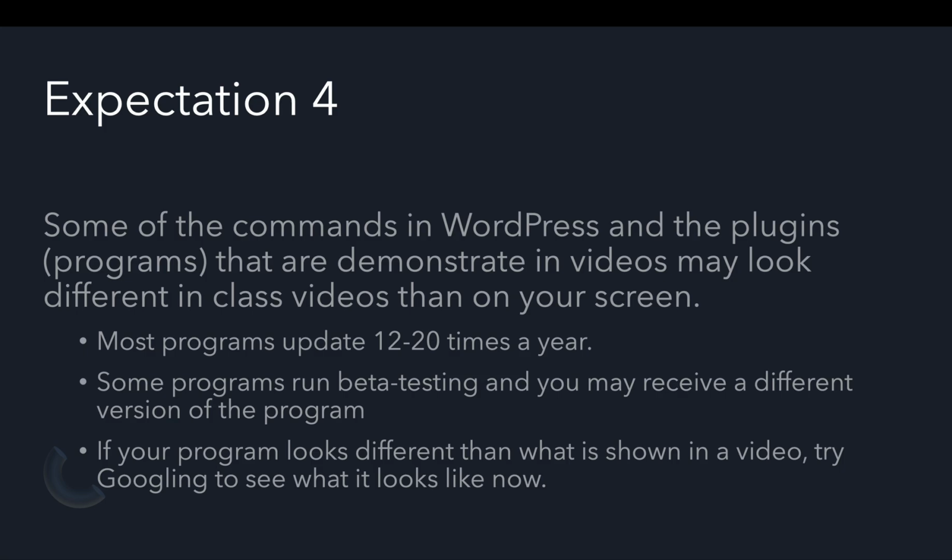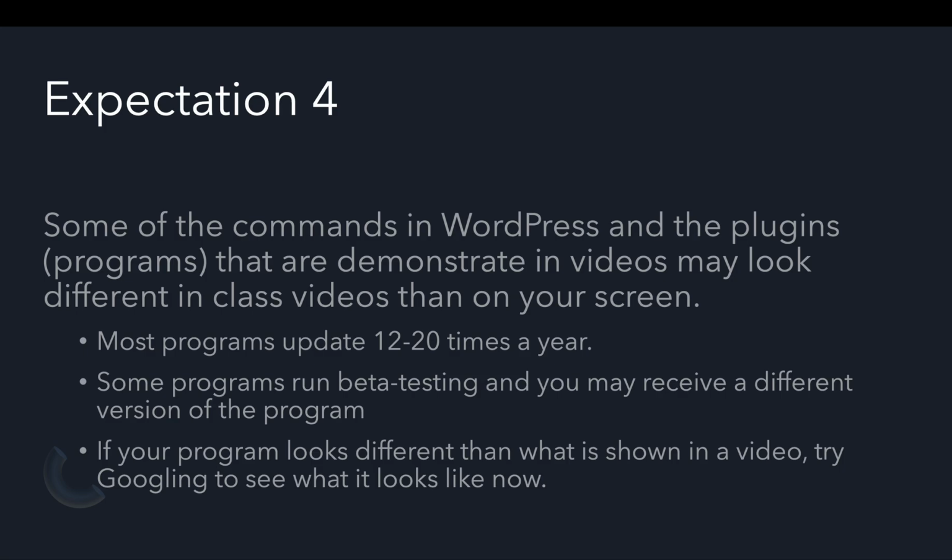Another reason why it might look different is that some programs do beta testing, and you may receive a different version of the program. So let's say 90% of people get a version A of the plugin, the program, and 10% of people are given version B. And it's happened in a couple of my classes that I've had one or two students in a beta test version, and often it just takes kind of looking at things an extra time and figuring out how to proceed, but it just might look a little bit different.